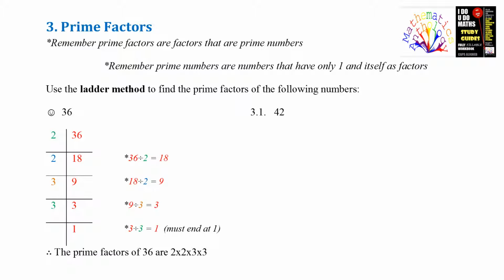Can 2 go into 3? No. Can 3 go into 3? Yes, perfectly. 3 goes into 3 one time. Now when you're doing prime factors using the ladder method, you must always end with a value of 1 on your ladder. Okay, so we do have our value of 1 at the end there, so our prime factors of 36 will be all the values on the left hand side of the ladder. So that's going to be 2 times 2 times 3 times 3. Those are my prime factors of 36.